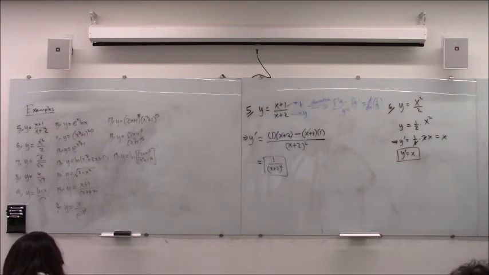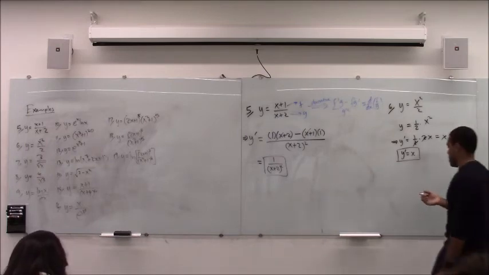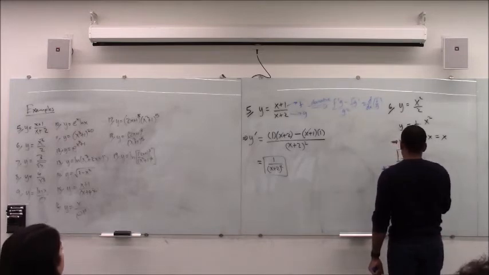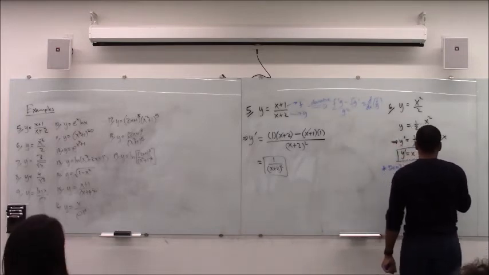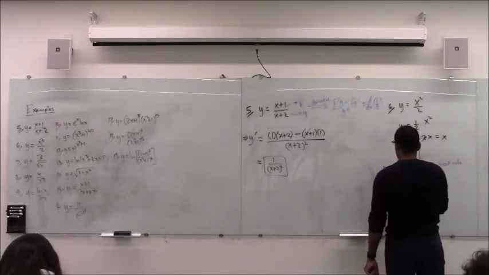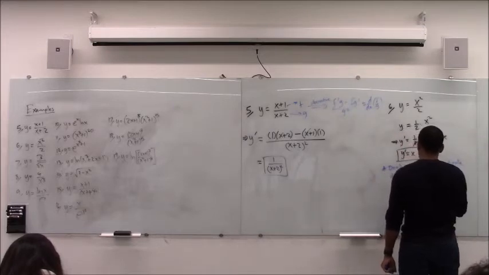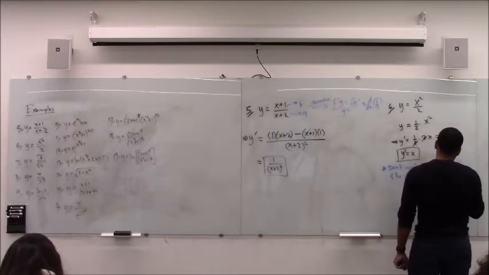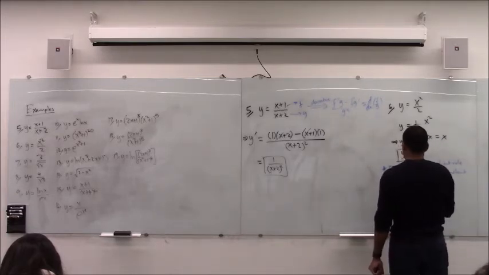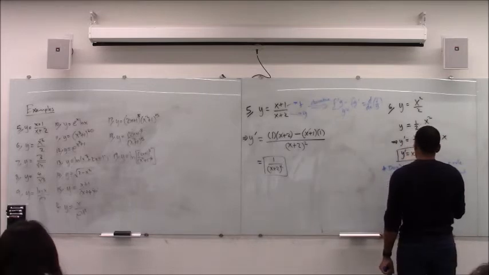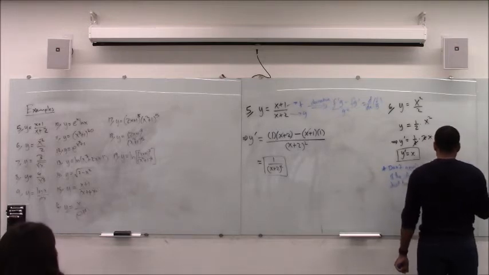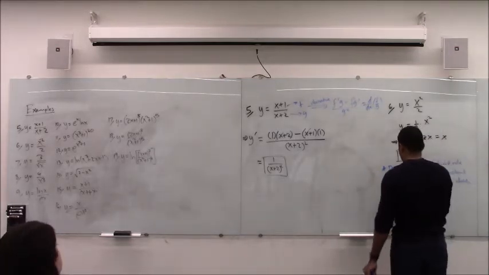Okay, so now this brings us to a first lesson here. Don't apply the quotient rule if the denominator is constant. Pretty much what you're going to do is leave the denominator alone and differentiate the numerator.